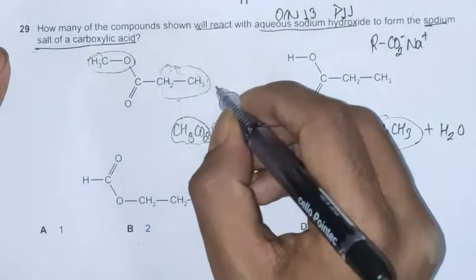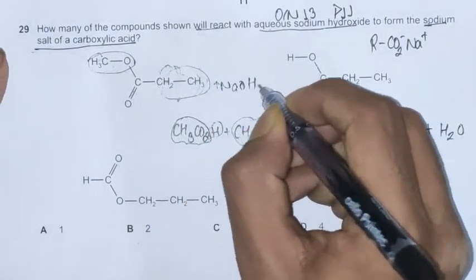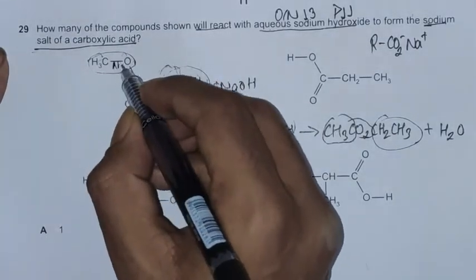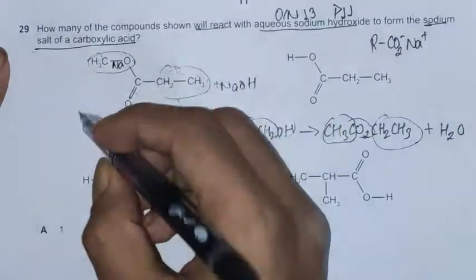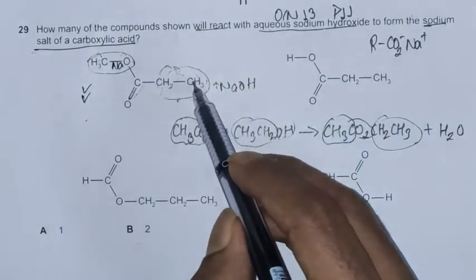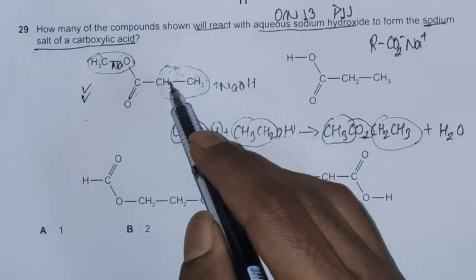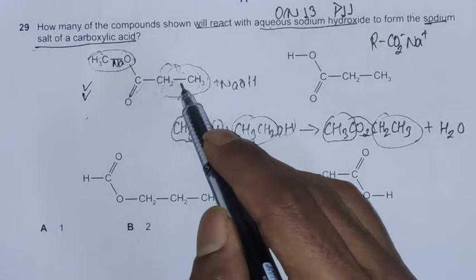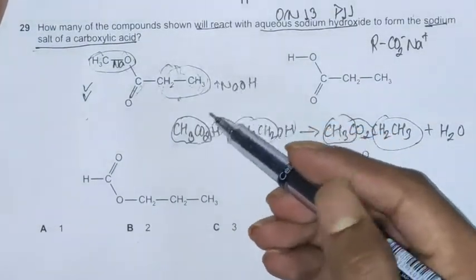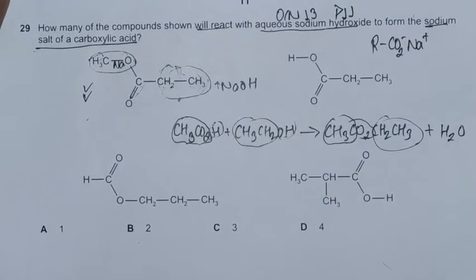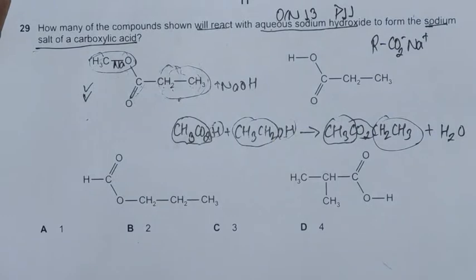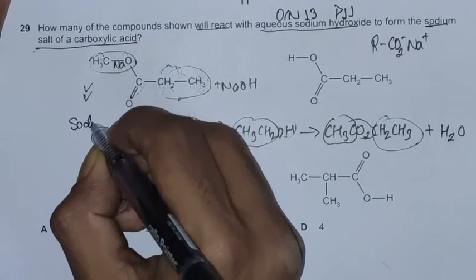If we react this with aqueous sodium hydroxide, we get CH3CH2CO2 minus with an Na plus. So this will form the sodium salt of the carboxylic acid. If we have to name it, there are 3 carbon atoms, so it is propanoate, and the product formed is sodium propanoate.